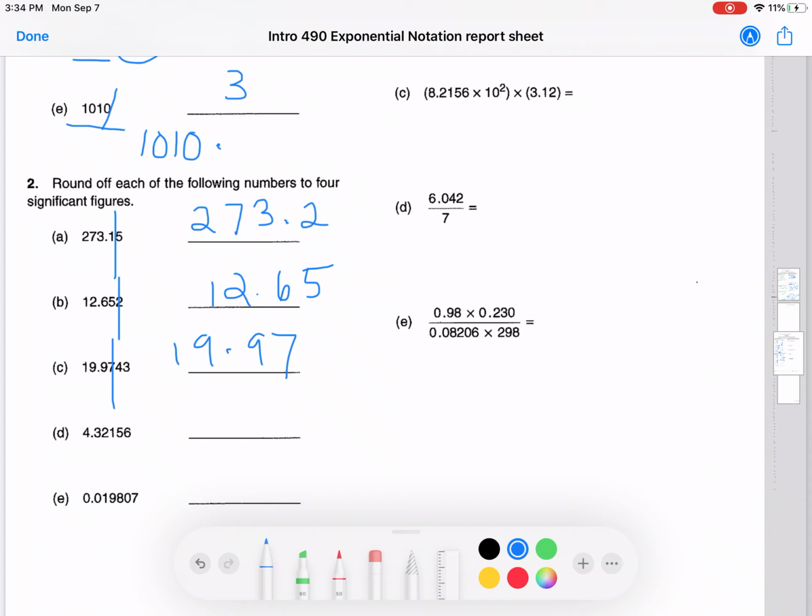So here 1, 2, 3, 4 right there. 5 and 6 is going to drop, but you have an odd number, so 4.322. And then 1980, the 7 is going to drop, so 0.01981. So then you have 4 significant figures here.